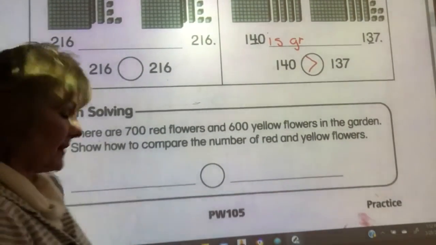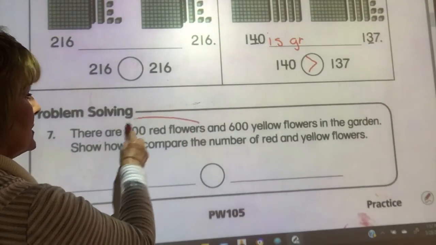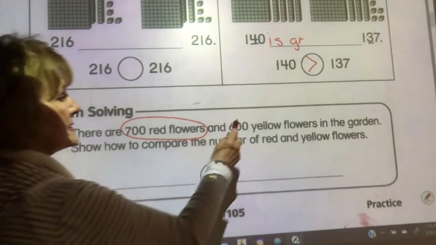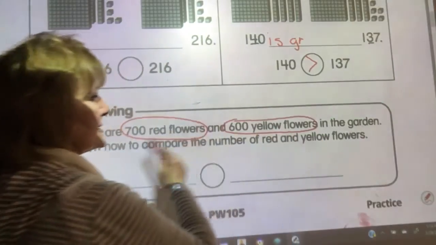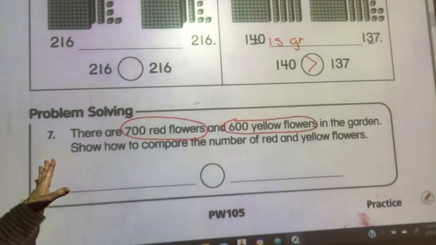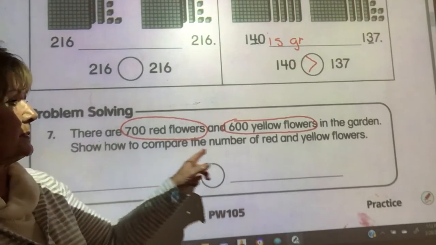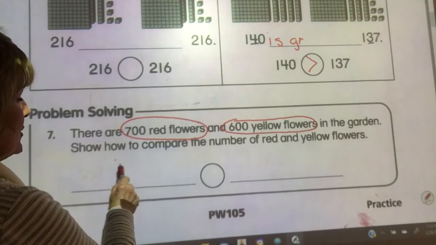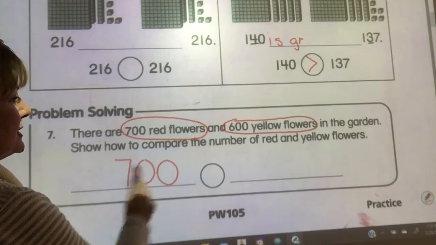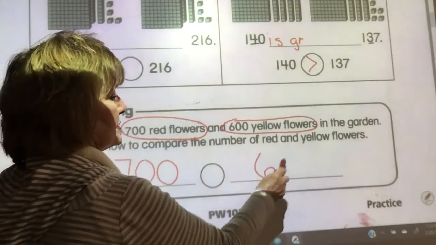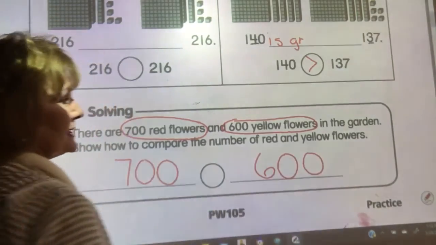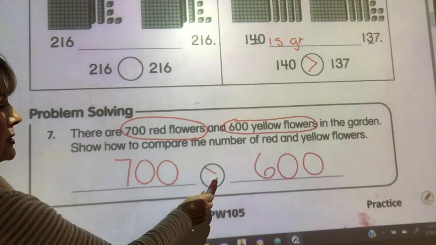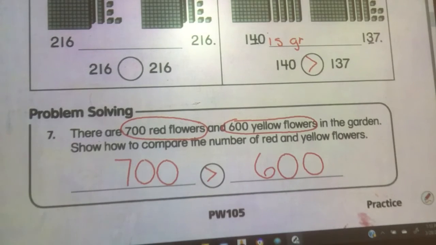There are 700 red flowers, always good to circle. 600 yellow flowers in the garden. That's one big garden. Show how to compare the number of red and yellow. So you choose if you want to put the 700 here, the 600 there. That would be just fine and dandy. And then, of course, that is greater than, right?